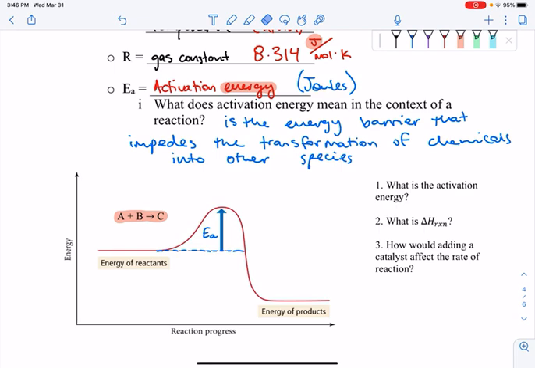They have to have at least the same amount of energy as the activation energy to get over that hill, whatever that amount of energy is. If they don't, they will not go. So what is the activation energy? We've shown that. What is delta H of reaction? Delta H of reaction is the difference in energy between the products and reactants. So here's how you would calculate delta H reaction, right?